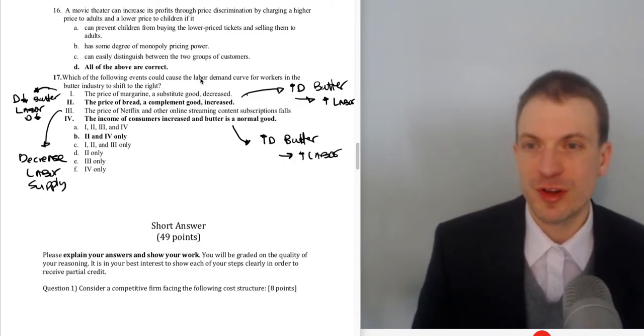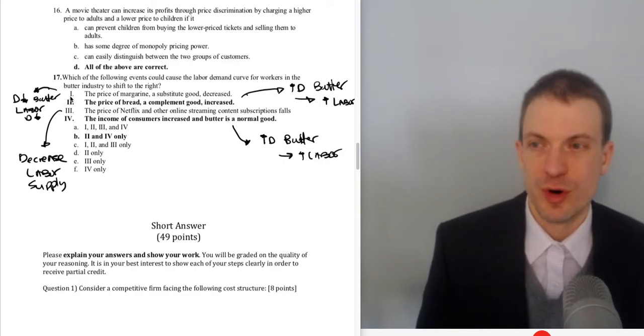Which of the following events could cause the labor demand curve for workers in the butter industry to shift to the right? So for the butter industry to shift to the right, we're looking for an increase in labor demand. The price of margarine, a substitute good, decreased. This is going to decrease the demand for butter because people are going to buy margarine. Lower demand for butter means lower demand for workers producing butter, so that's the wrong direction.